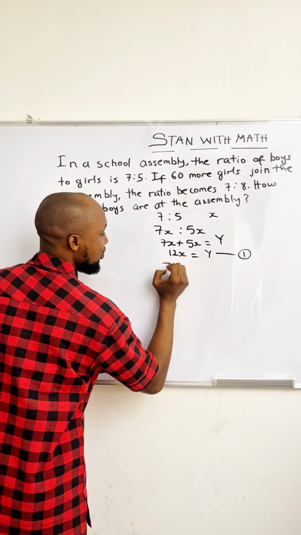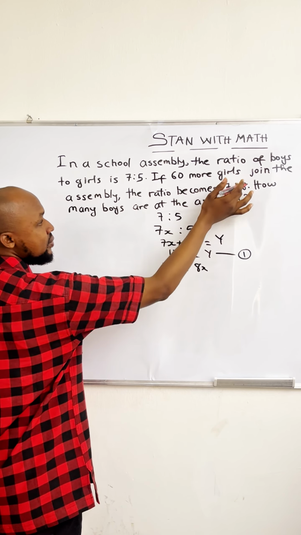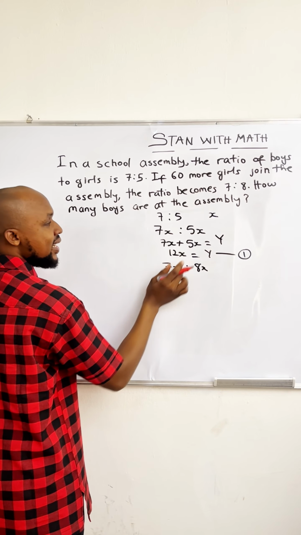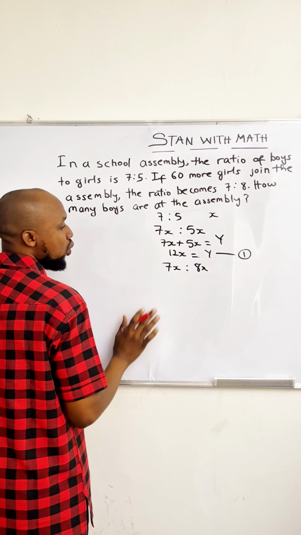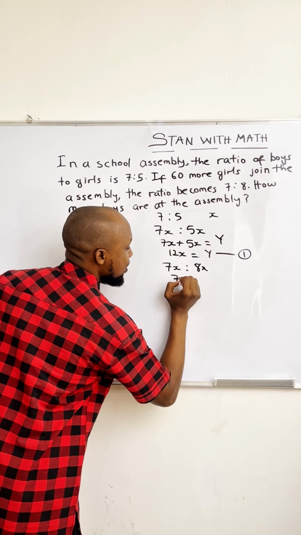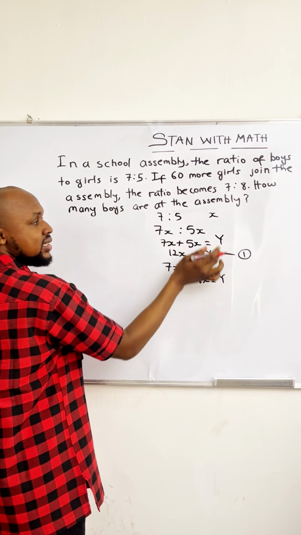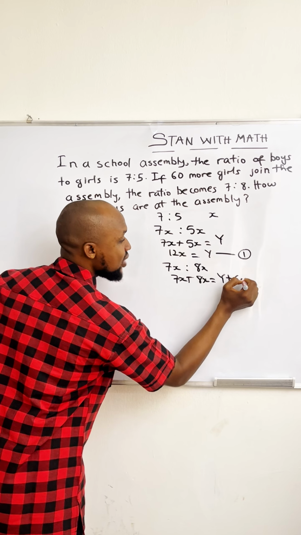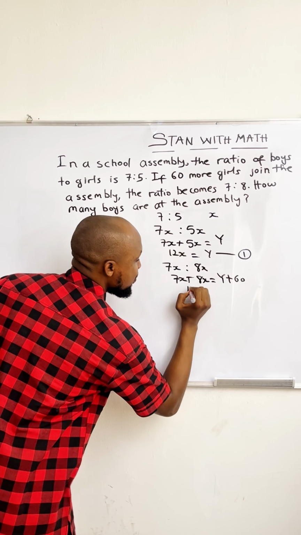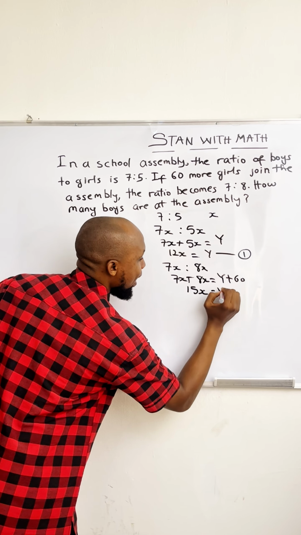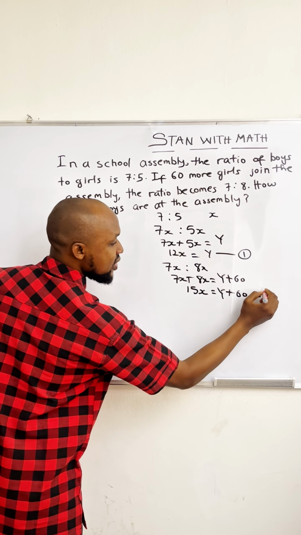So I can now say 7x ratio 8x. That's the same equivalent ratio here. This x here is still the same x here because 7 did not change and the number of boys did not, what? Change. So we can still have that 7x plus 8x is equal to big Y. This is the number of students that were here plus the additional 60 girls that were added. So now this becomes 15x is equal to y plus 60. This is equation 2.